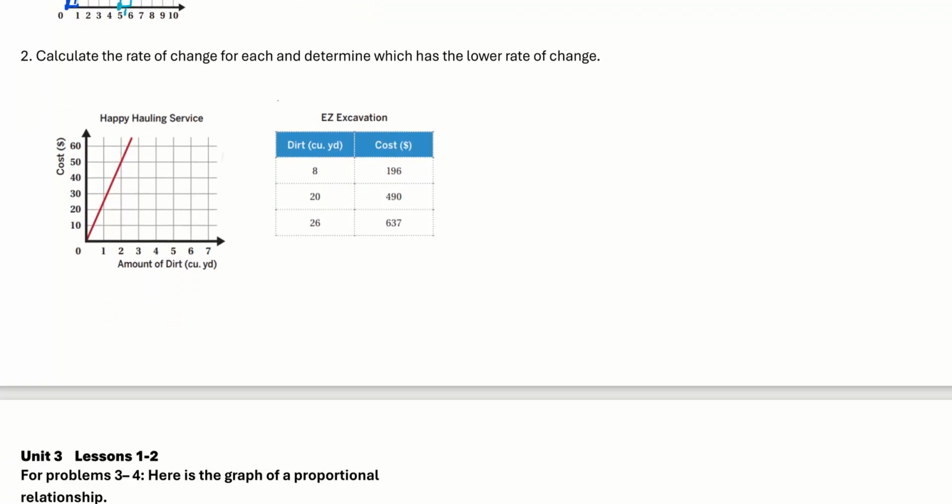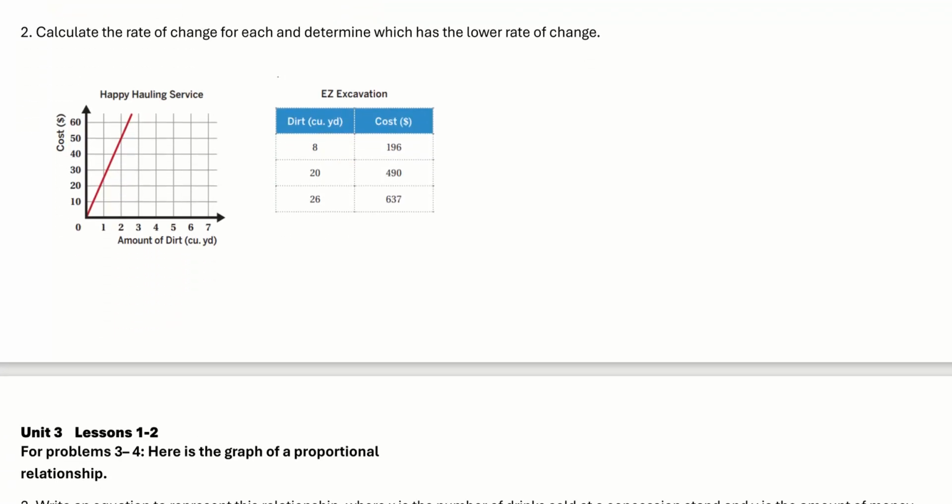All right, let's calculate the rate of change. From last year, rate of change was the same as our unit rate, right? Rate of change can be our unit rate, which also equals our slope. And then for each, determine which one has a lower rate. Lower meaning smaller.